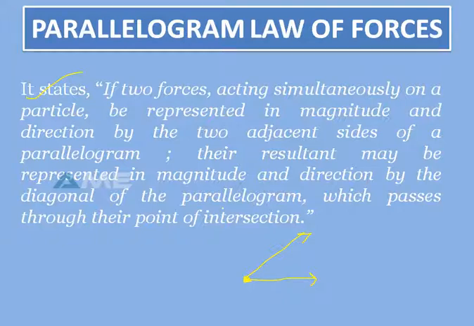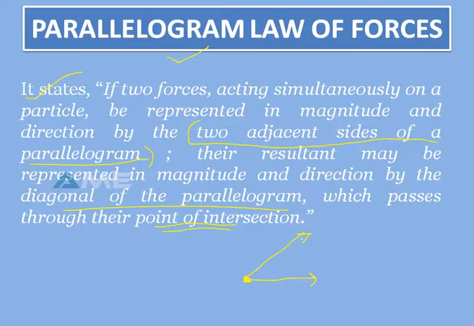And now we'll see the definition of your parallelogram law. If two forces acting simultaneously on a particle be represented in magnitude and direction by the two adjacent sides of a parallelogram, as per the parallelogram law of forces, their resultant may be represented in magnitude and direction by the diagonal of the parallelogram, which passes through their point of intersection. Which point of intersection is it? When two forces are acting on a particle or a body, that is your point of intersection.